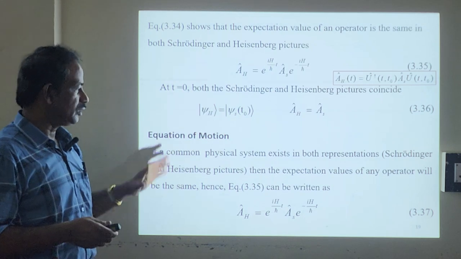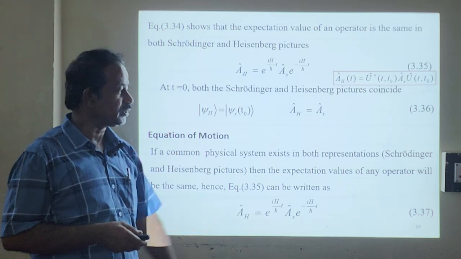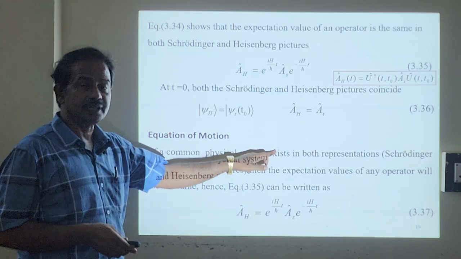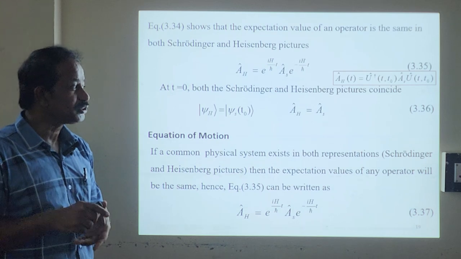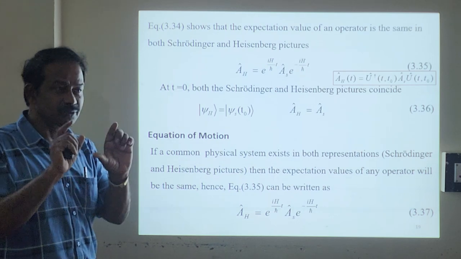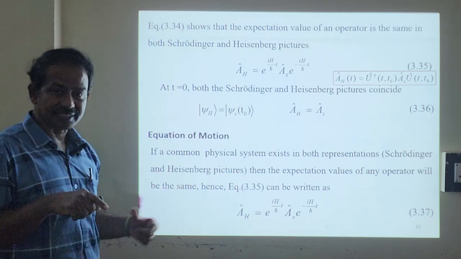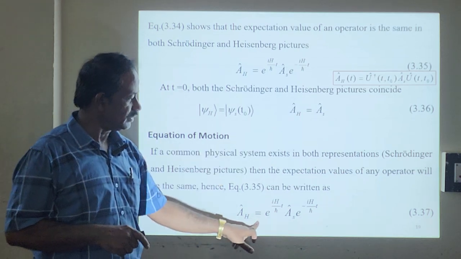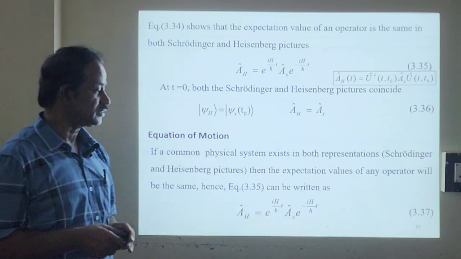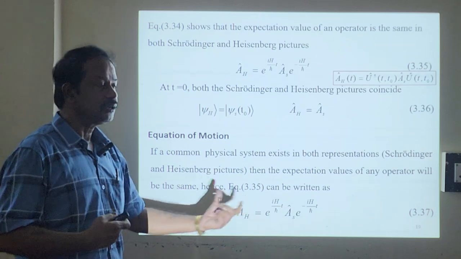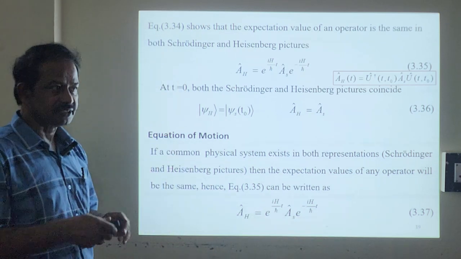Okay. Now we'll go for the second part, the equation of motion. So as usual, we know this one, AH is given by this expression 3.37. Okay, we know. And this concept I have often been telling you, a very important one. If a common physical system exists in both representations, then the expectation values of any operator in both the Schrödinger and Heisenberg pictures will be the same. So AH equals e power iH divided by h cross t, AS, e power minus iH divided by h cross t. Okay, AS sandwiched between both the unitary operators. One is the normal one, another one is the complex conjugate.